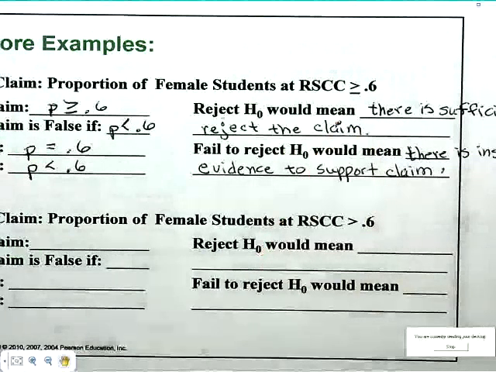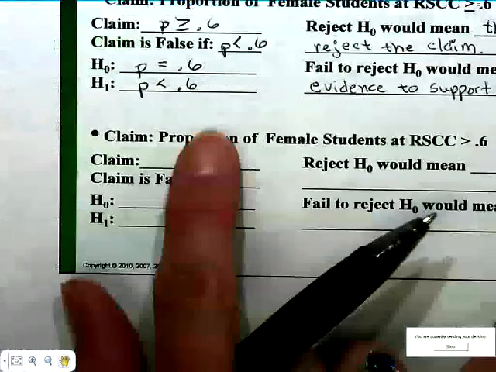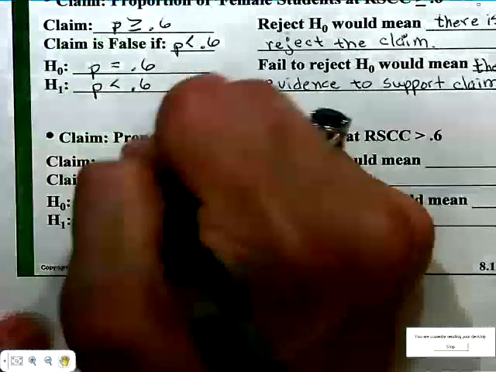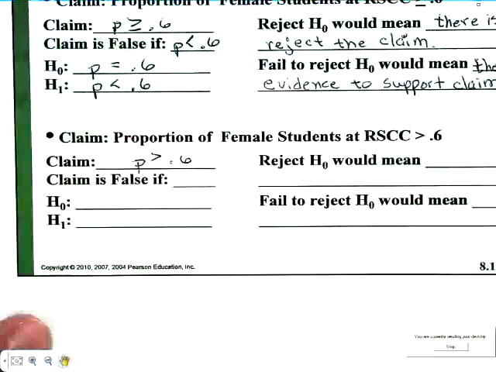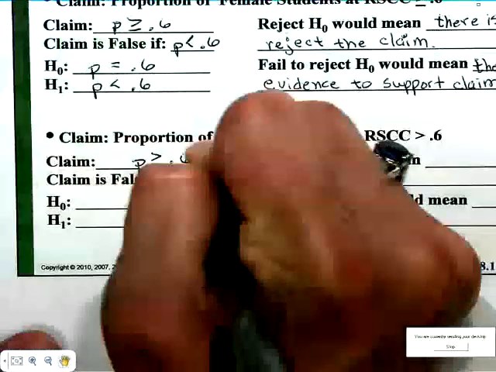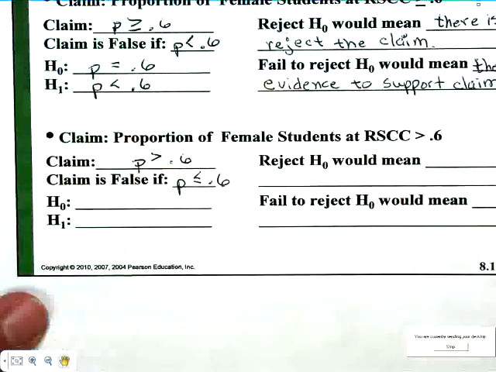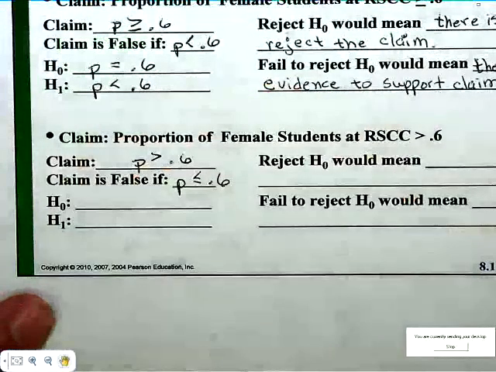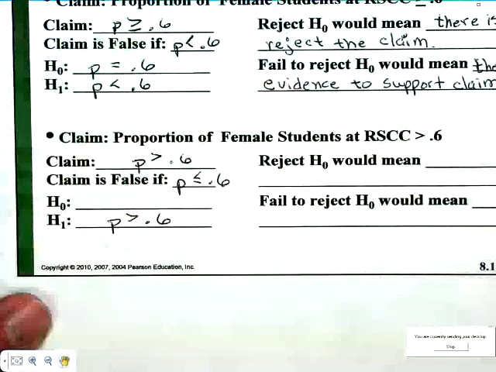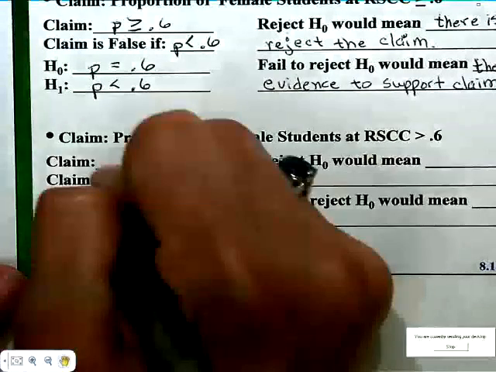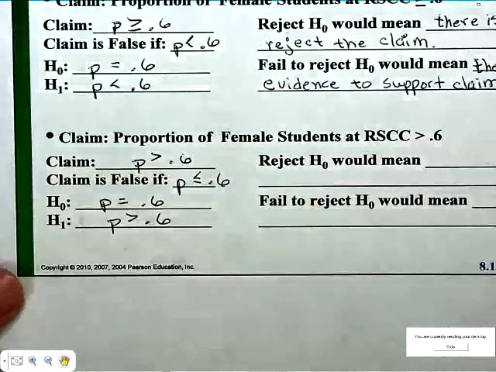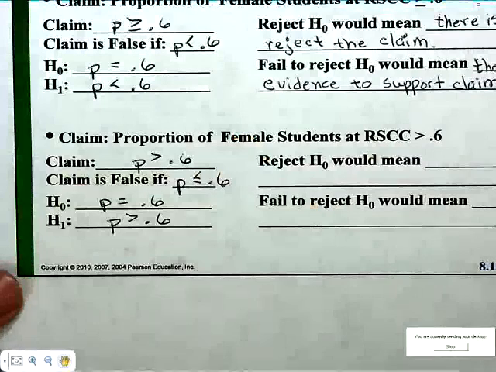If the claim is that the proportion of females is greater than 0.6, how would you write that symbolically? P is greater than 0.6. And that's false if P is less than or equal to 0.6. So my alternative hypothesis is the one without the equal to, and the null hypothesis is P equals 0.6.